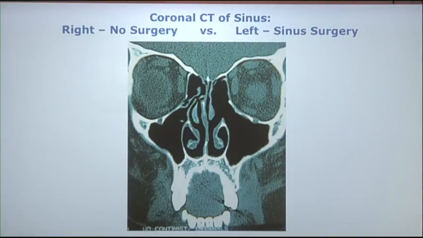In surgery, we cut the uncinate process, we cut this bone here, and we make an opening this big. So you can easily see the difference of how much congestion it would take to obstruct this sinus and get a sinusitis versus obstructing this sinus.